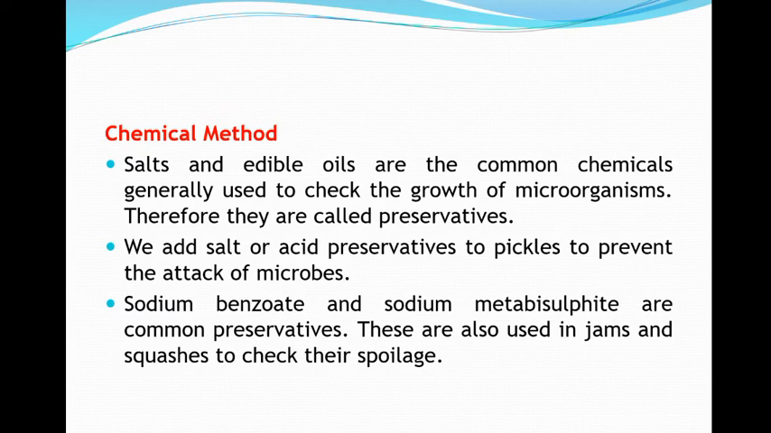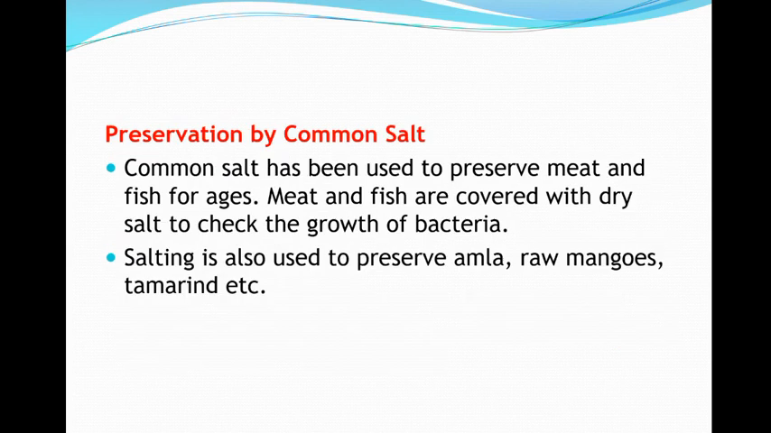Some other chemicals like sodium benzoate and sodium metabisulfite are common preservatives. These are also used in jams and squashes to check their spoilage. It means to control the growth of microorganisms. So the first method is the chemical method, and the next one is preservation by common salt.